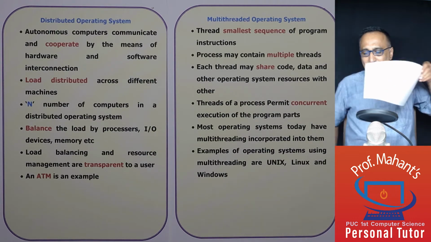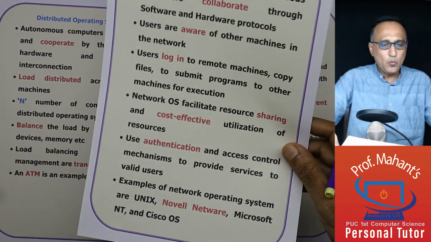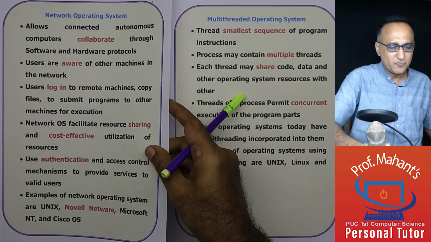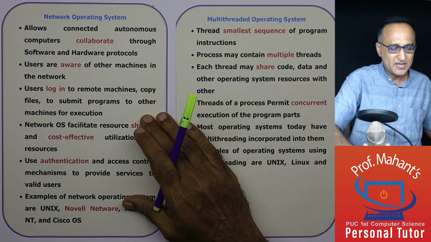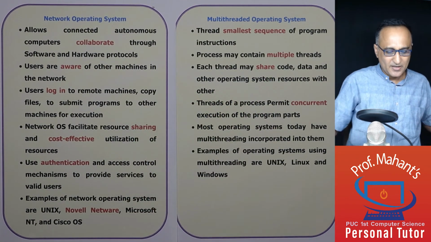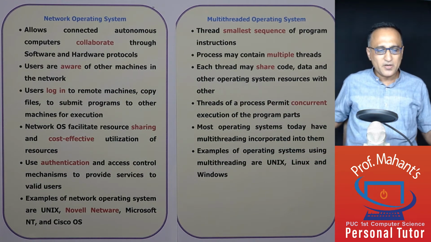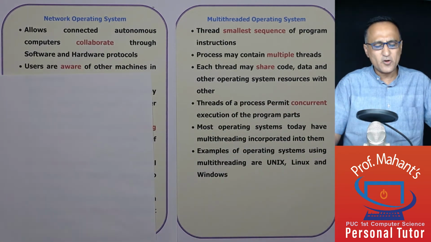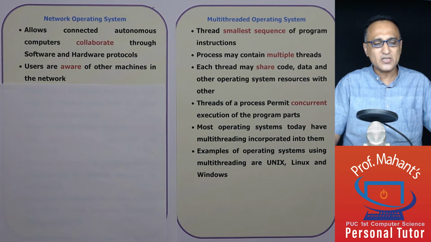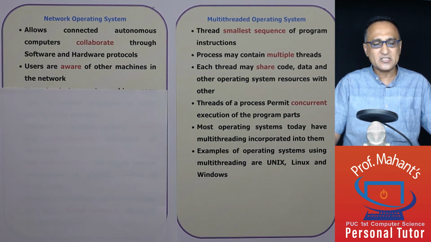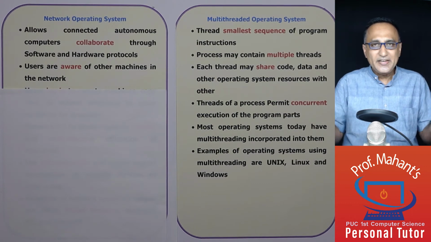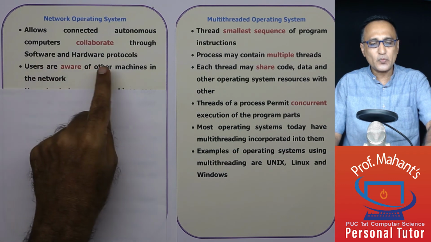Now, let us talk about one last type of operating system, which is known as the network operating system. Network operating systems were very popular when we just started, and when you go to companies, you will invariably be using a network operating system. The advantage of a network operating system is that individual independent computers are connected to each other through cables and software. They collaborate through software and hardware.